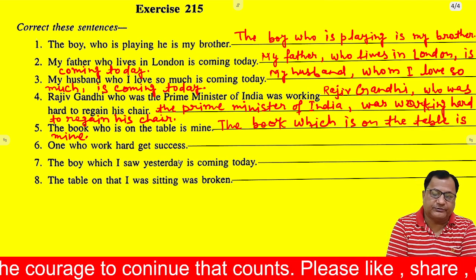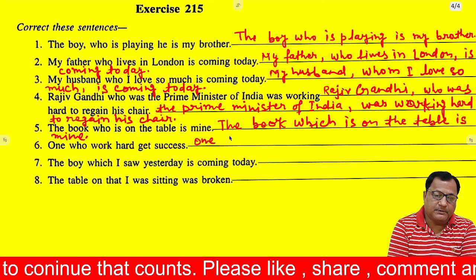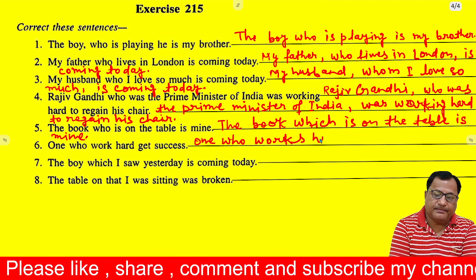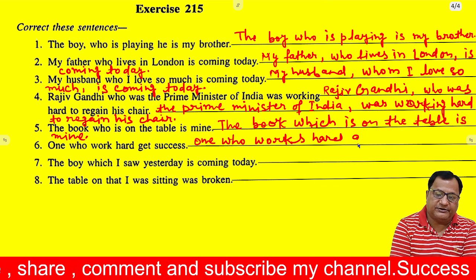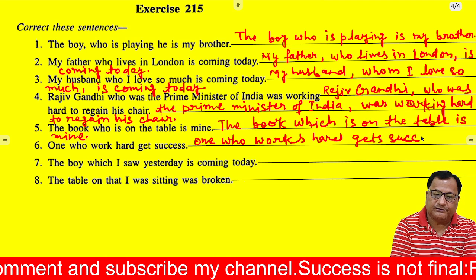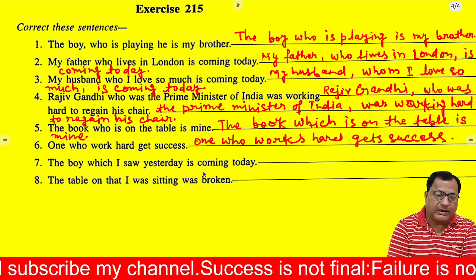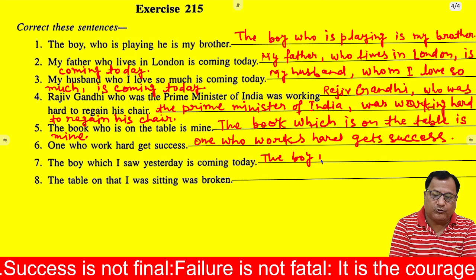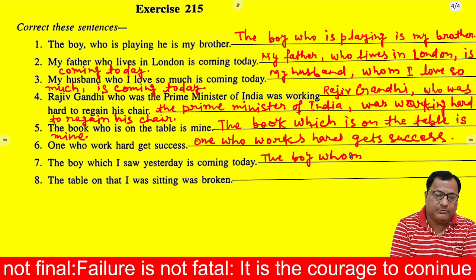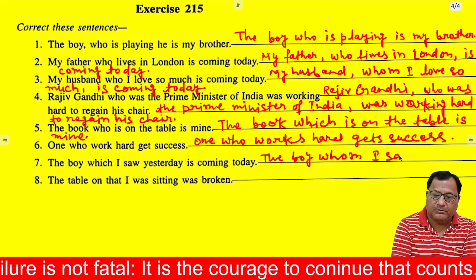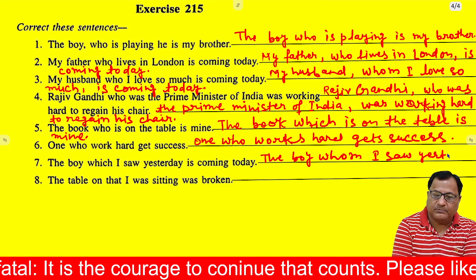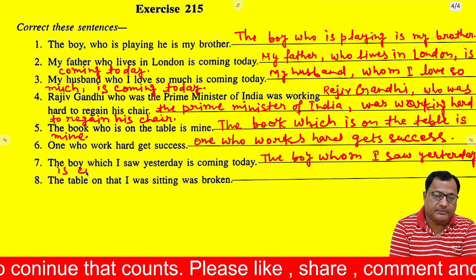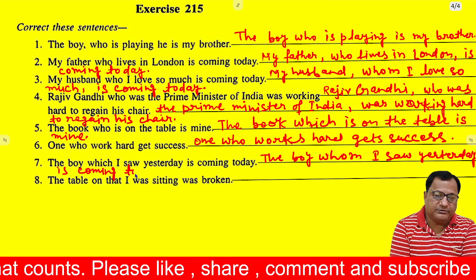One who works hard gets success. Here it will be: one who works hard gets success. The boy which I saw yesterday is coming today. The boy, "whom" will be used, not "which": the boy whom I saw yesterday is coming today.